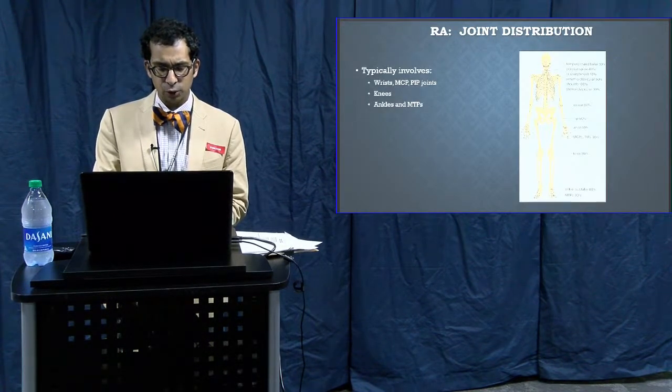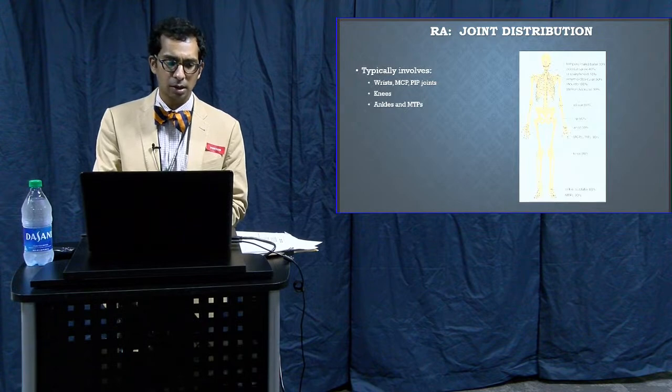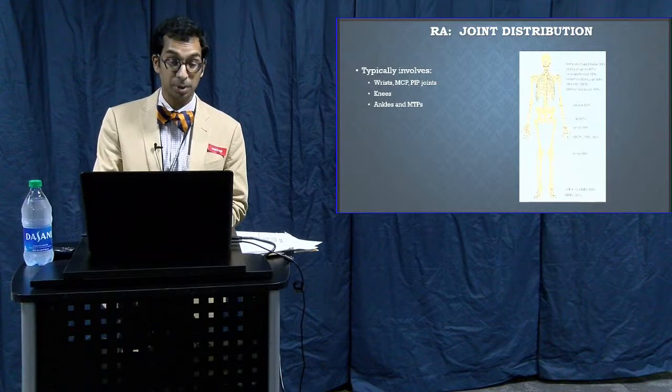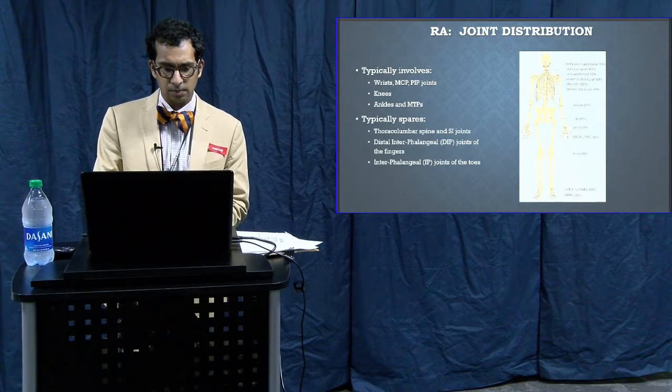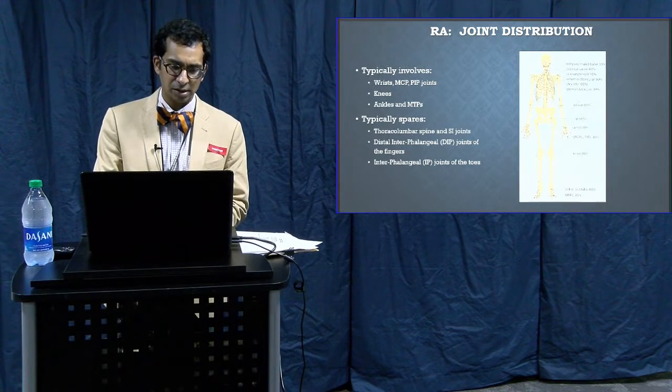In terms of joint predilections in patients with rheumatoid arthritis, this disease typically, at least initially, involves smaller joints, although larger joints such as the knees can be involved early on. But it typically involves the smaller joints, so wrist joints, metacarpophalangeal joints, PIP joints, and then smaller joints in the feet too, so the ankle joints and the MTPs. It typically spares the thoracolumbar and SI joints, the former in part due to absence of synovial tissue there. It tends not to involve the distal interphalangeal joints or the IP joints of the toes.